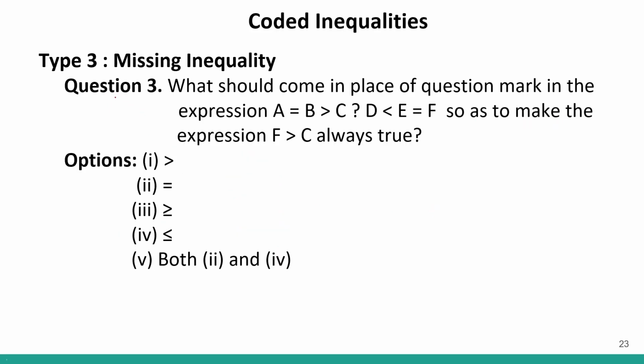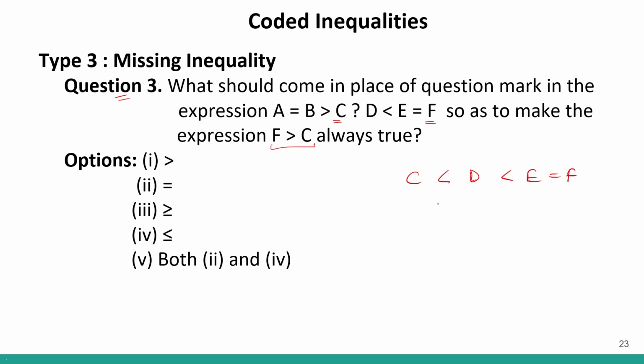Moving on to question number 3. There is a question mark given to us in our expression. We have to make F greater than C. So this F should be greater than C. So if we have to make F greater than C, what are the possible signs? This is C, D greater than E, which is equals to F. So if F has to be greater than C, what are the signs we can have?